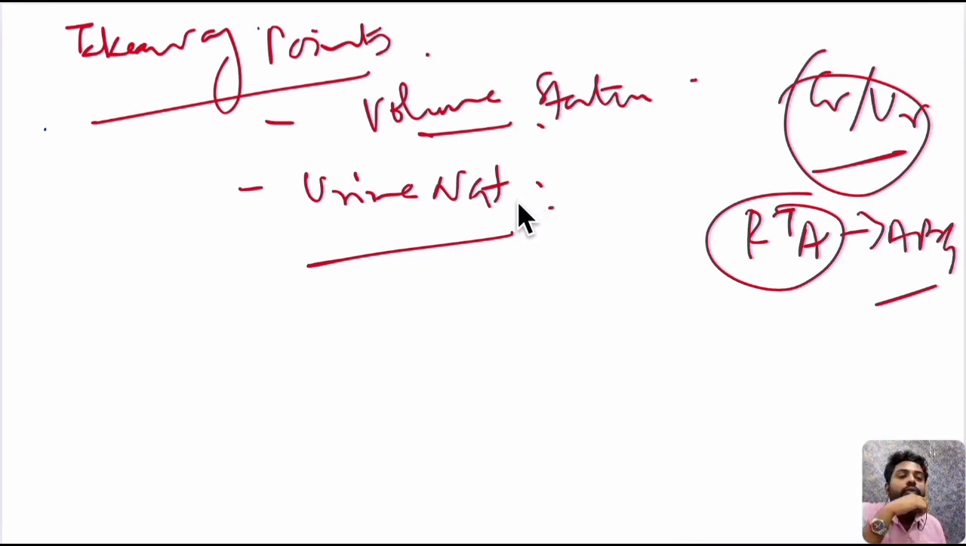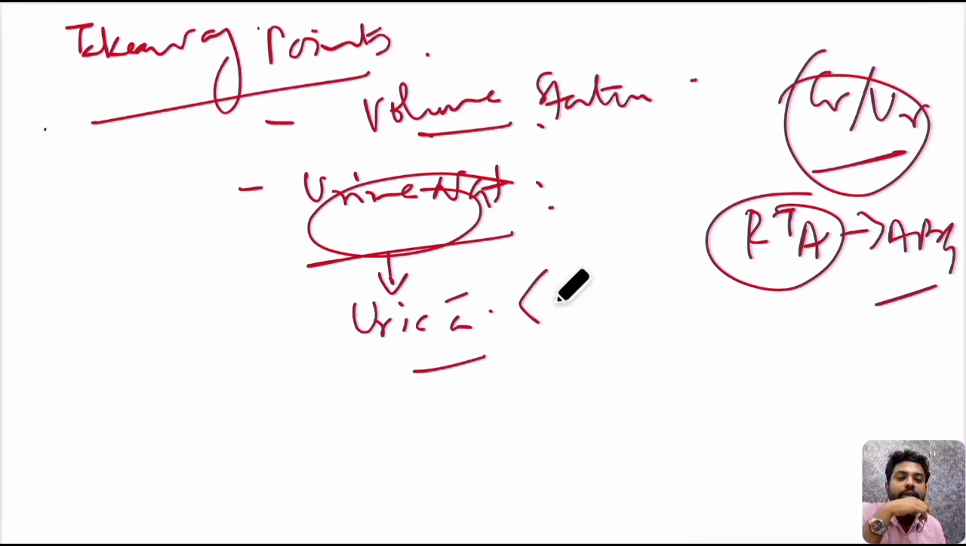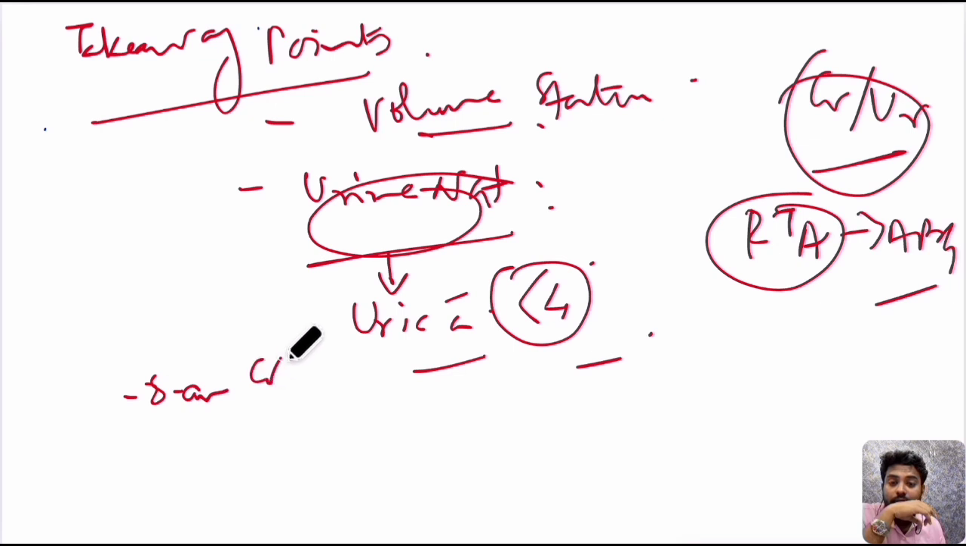And in euvolemic, you are doing these investigations. Along with that, you are doing uric acid; less than 4 is highly suggestive. If cortisol is low, possibly it is glucocorticoid deficiency and secondary adrenal insufficiency.